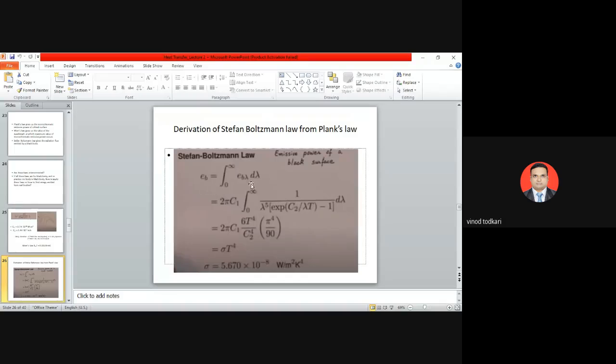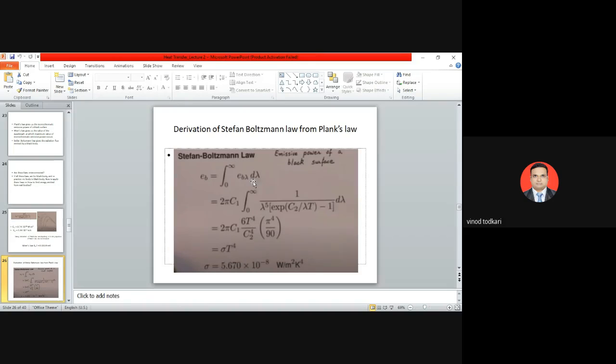Stefan-Boltzmann's law can also be derived from Planck's law. Now see, simple concept is there. What will be EB? EB will be equal to integration of EB lambda d lambda. Simply it is a curve, so it is area under the curve, right? What are the limits? Limits are from 0 to infinity. EB lambda d lambda. Now, using Planck's equation, what is the value of EB lambda?